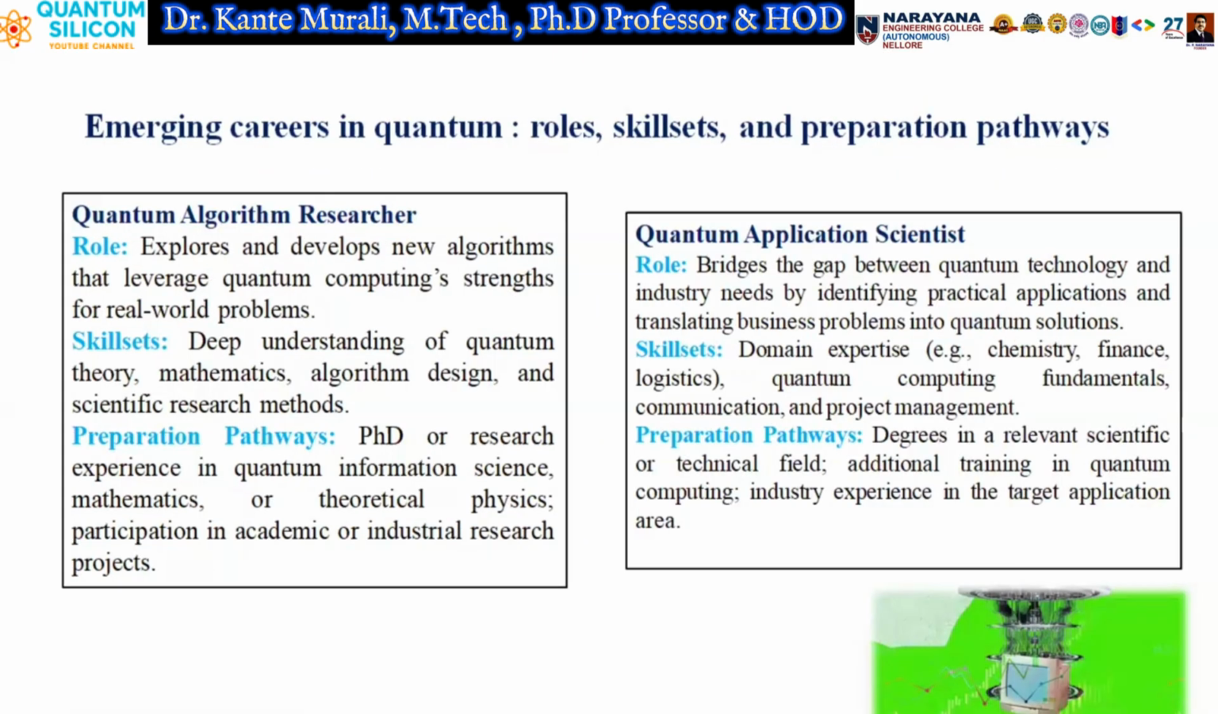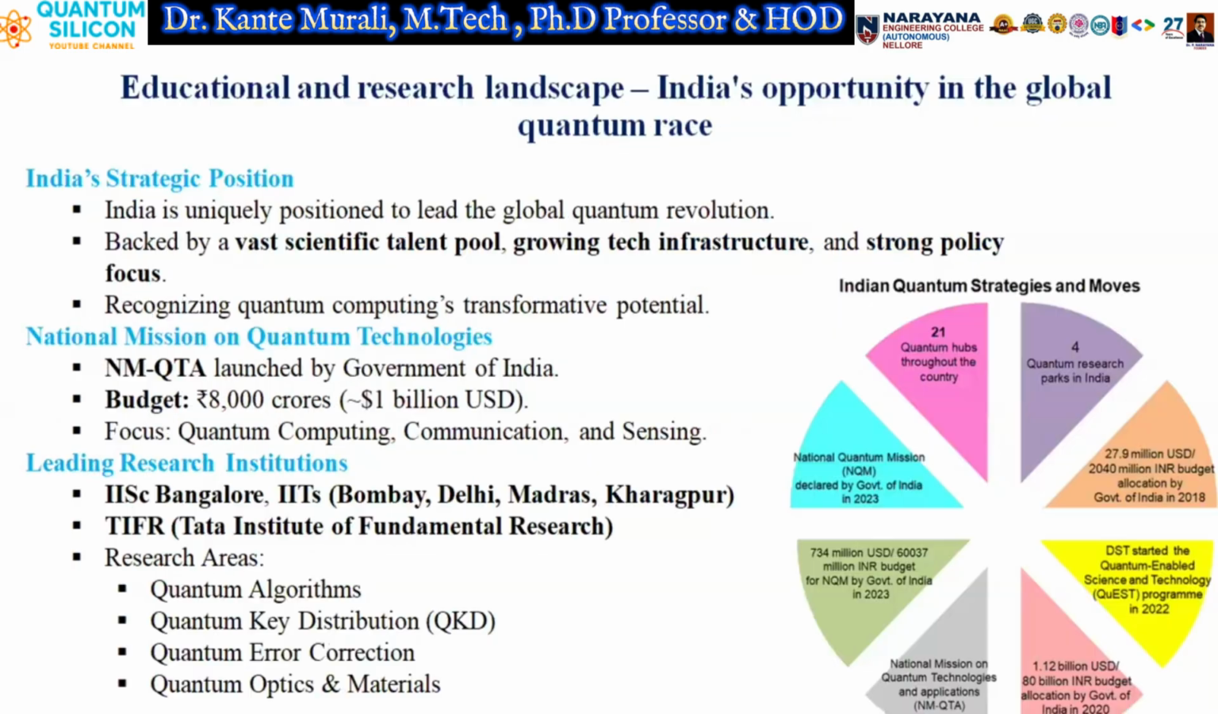Right. This is the quantum algorithm researcher. As I mentioned, we need to develop new algorithms for quantum computing. As for the quantum application scientist, the role bridges the gap between quantum technology and industry needs. As I mentioned, we need expertise in chemistry and quantum computing fundamentals. Again, to get the theory knowledge, we look for a higher degree. And the last one, of course, I discussed in the third unit.